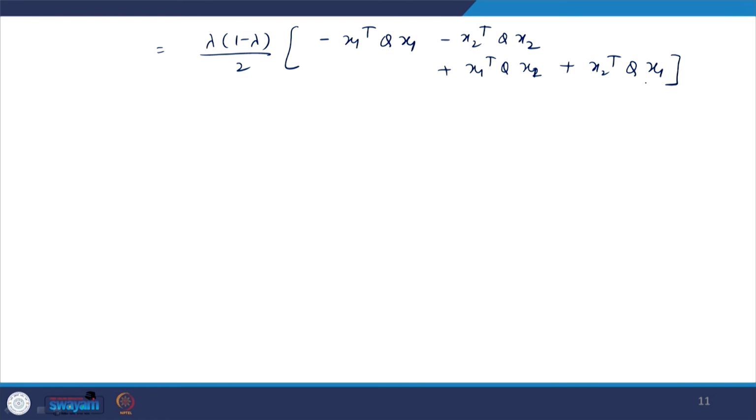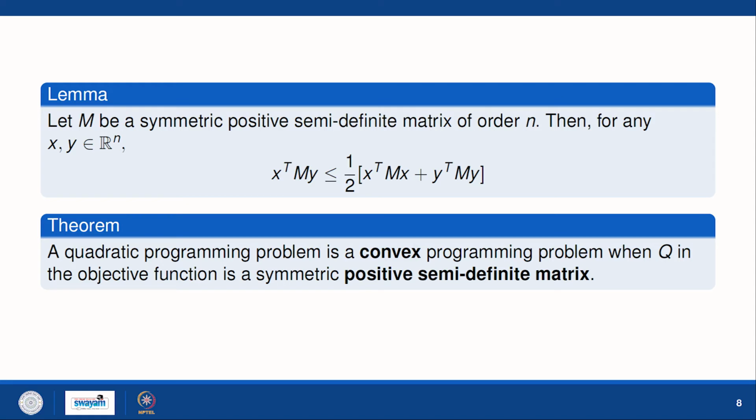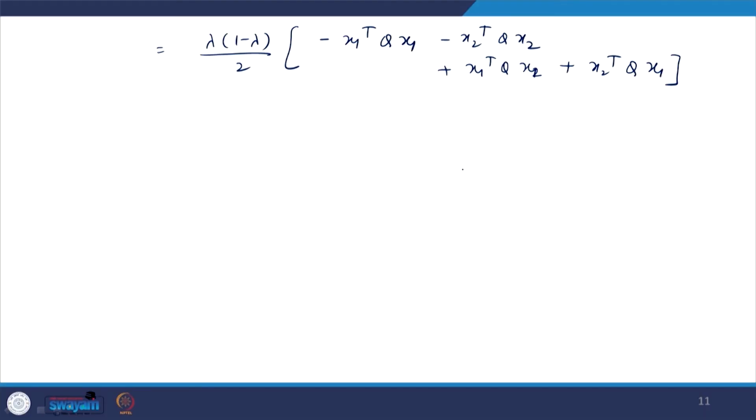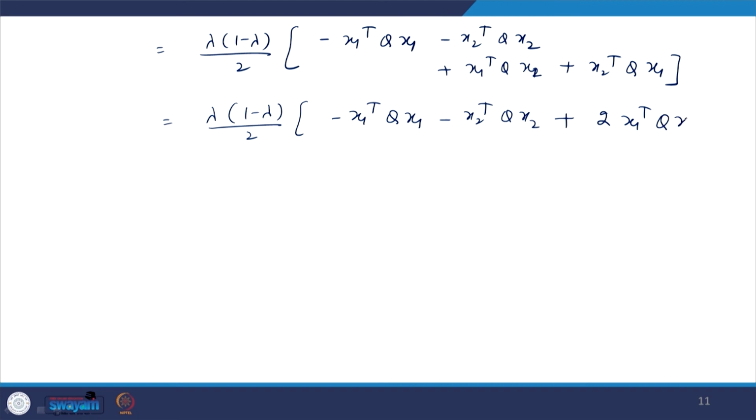Now, you can make use of that lemma, that result which we have just discussed, that twice of this is less than or equal to this, because these two are equal, we have just shown these two are equal. These two are equal means this can be written as lambda into 1 minus lambda upon 2 times minus x 1 transpose Q x 1 minus x 2 transpose Q x 2 plus 2 times x 1 transpose Q x 2. Okay, because these two are equal.